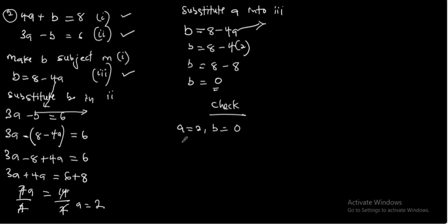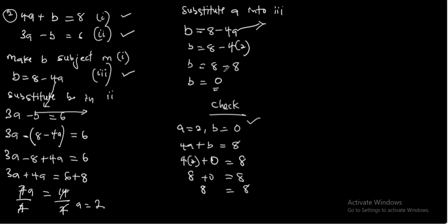Using equation 1, we have 4a plus b equal to 8. 4a is 8, plus b is what? 0. On the left-hand side, we have 4 times 2 is 8, plus 0 equals 8. We have 8, and we have 8 on the right-hand side. So that means we are correct.